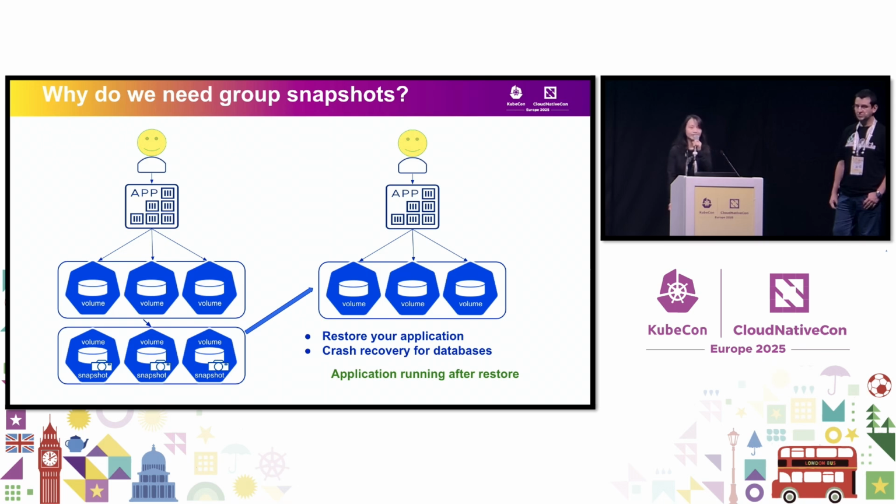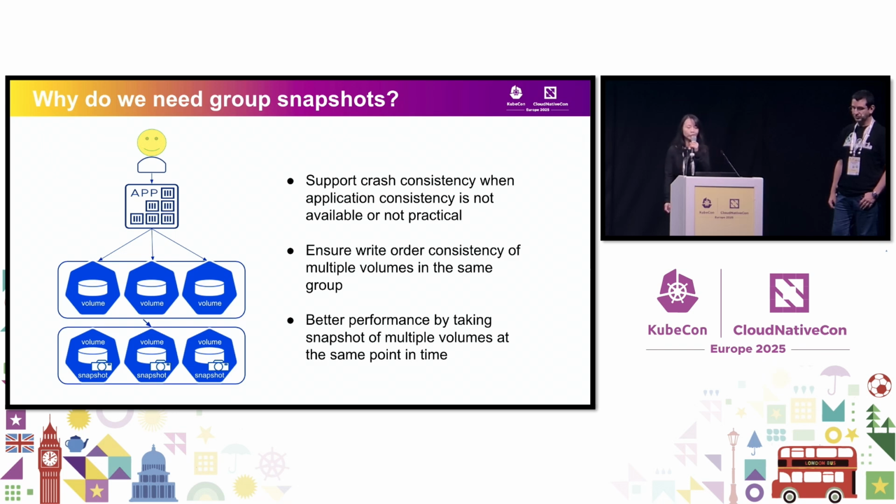After taking the consistent group snapshot, you can create a volume from the snapshot and get your application back. Note that if your application is a database, you will still need to do crash recovery. Leonardo will give an example later. Volume Group Snapshot feature supports crash consistency. Taking snapshots of all the volumes at the same point in time also is more efficient than taking one snapshot at a time. It provides better performance.